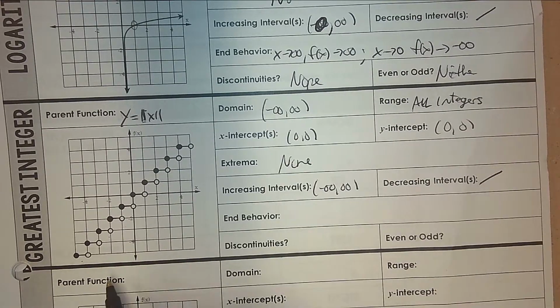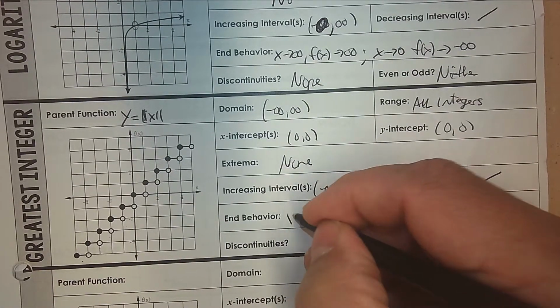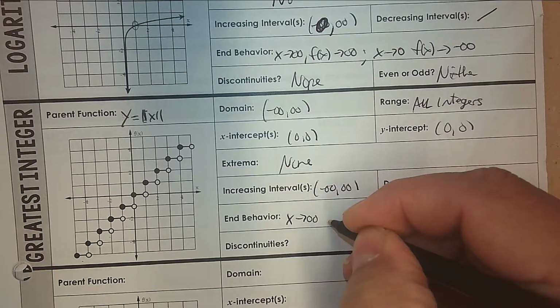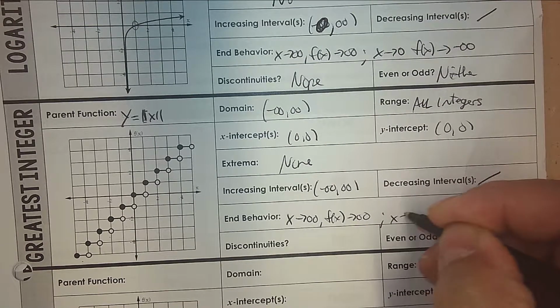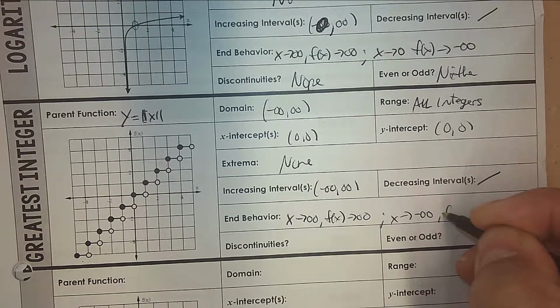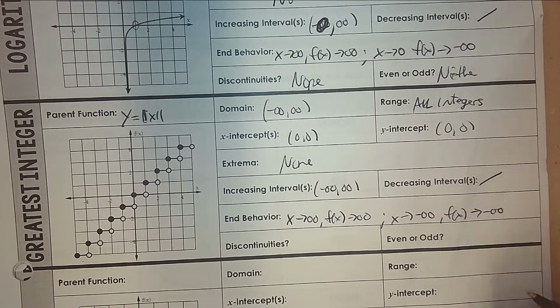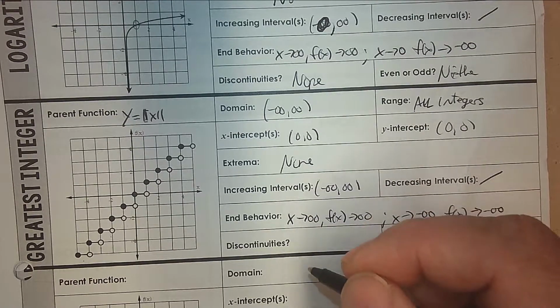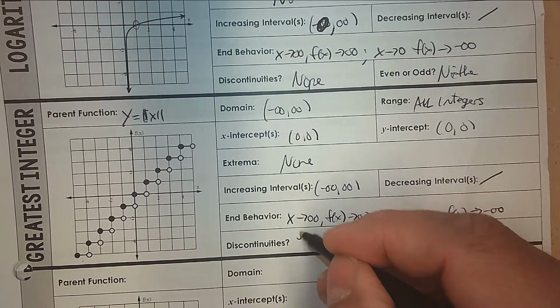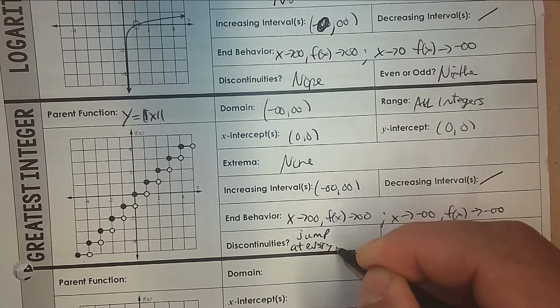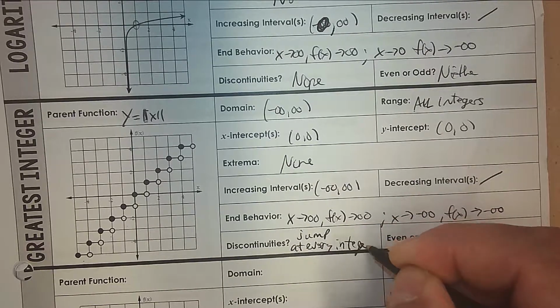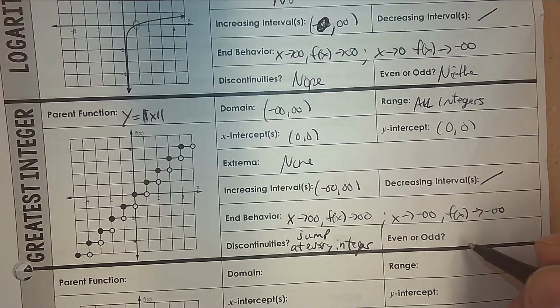What's the end behavior? The right end and the left end. So eventually this is going to go, as x approaches infinity, the function approaches infinity. As x approaches negative infinity, the function is going to approach negative infinity. Any discontinuities? There's a jump at every integer. So is this even or odd? And the answer is neither.